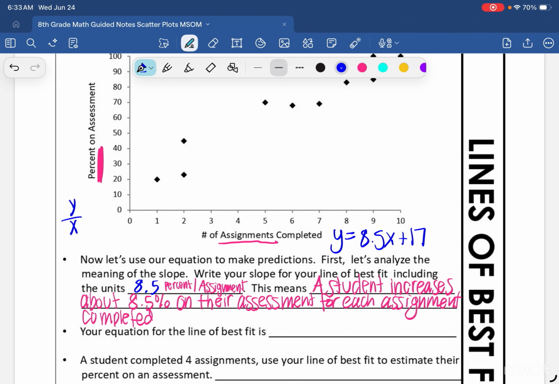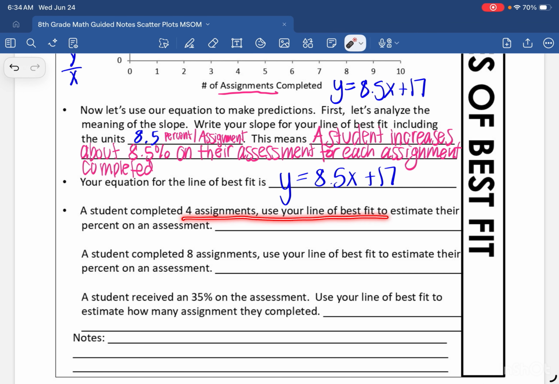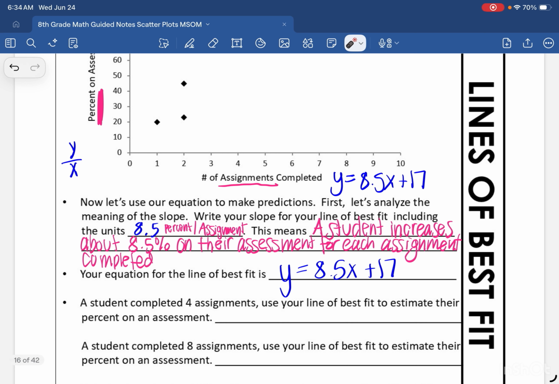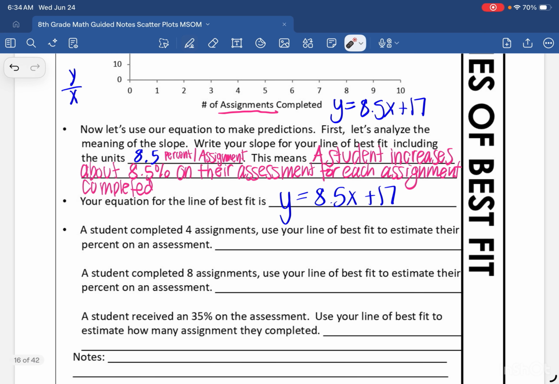Your equation for the line of best fit was y equals 8.5x plus 17. A student completed 4 assignments. Use your line of best fit to estimate their percent on an assessment. So remember, assignments is my x, so I need to substitute 4 in for x, and I will get my y, which would be the percent on their assessment. I substitute in 4, 8.5 times 4 plus 17, and that simplifies to 51. So they will get about 51% if they complete 4 assignments.